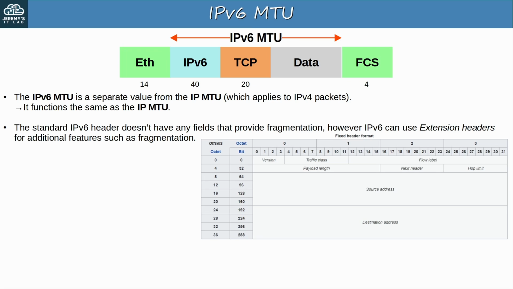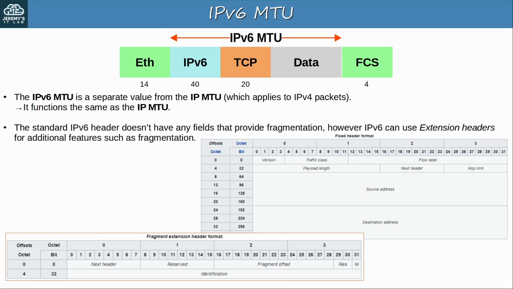Here is the standard IPv6 header format. There is no identification field, flags, or fragment offset field like in the IPv4 header. However, here is an extension to the IPv6 header that can be used to provide fragmentation. If this extension is not used, IPv6 packets greater than the IPv6 MTU must be dropped. They can't be fragmented. I'll explain more details about IPv6 later in the course, so don't worry about this for now. Just be aware that the IPv6 MTU is a separate value from the IPv4 MTU.